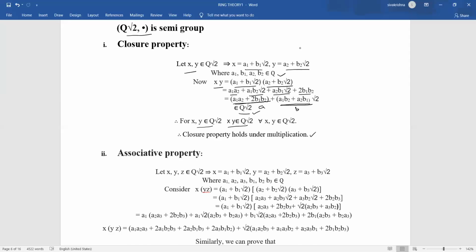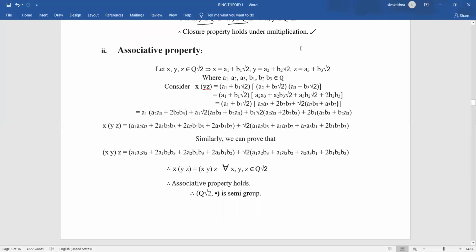So coming to the next property, that is the associative property. For the associative property, I have to consider three elements: x, y, z. Once again, x is a1 plus b1 root 2, y is a2 plus b2 root 2, and z is a3 plus b3 root 2, where a1, a2, a3, b1, b2, b3 are rational numbers. In the associative property, we have to consider x into yz. I am writing the values of x, y, and z, and the value of x as usual. Now I am multiplying yz. The first term of y with the first term of z gives a2 a3.